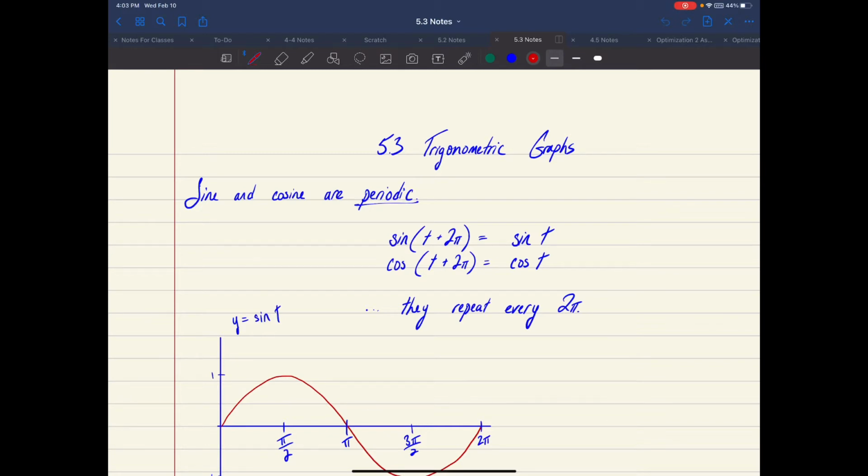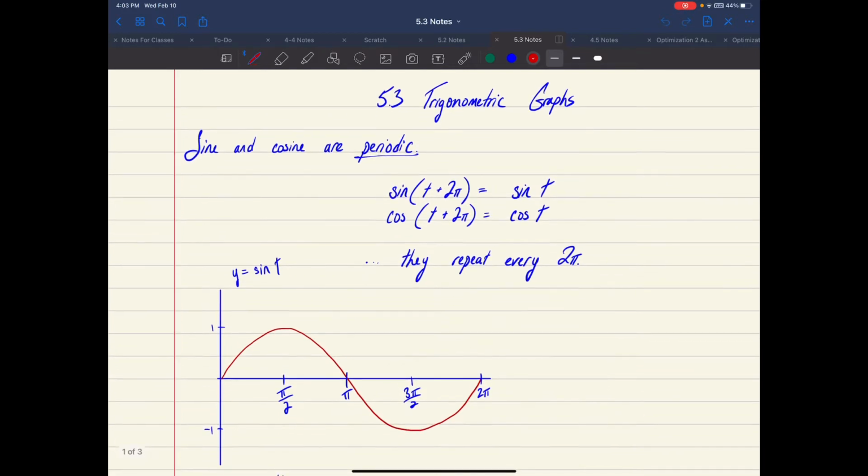If you look at the unit circle, it's a circle. If you spin around the circle, you come back to your original position, and then it just repeats if you were to go around the circle. That's the same thing for sine and cosine. Sine is the y value of the terminal point on the unit circle, and cosine is the x value of the terminal point on the unit circle. So these things repeat every 2 pi.